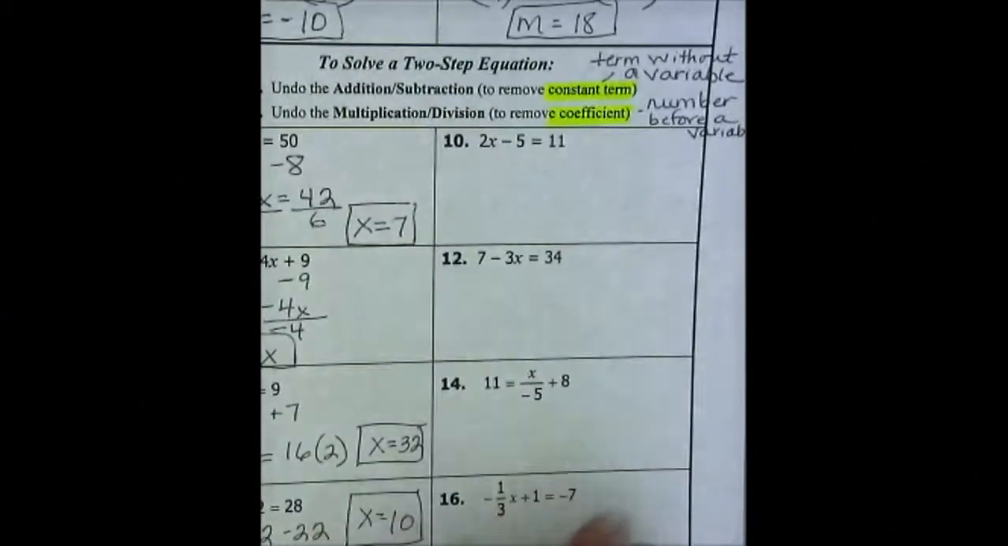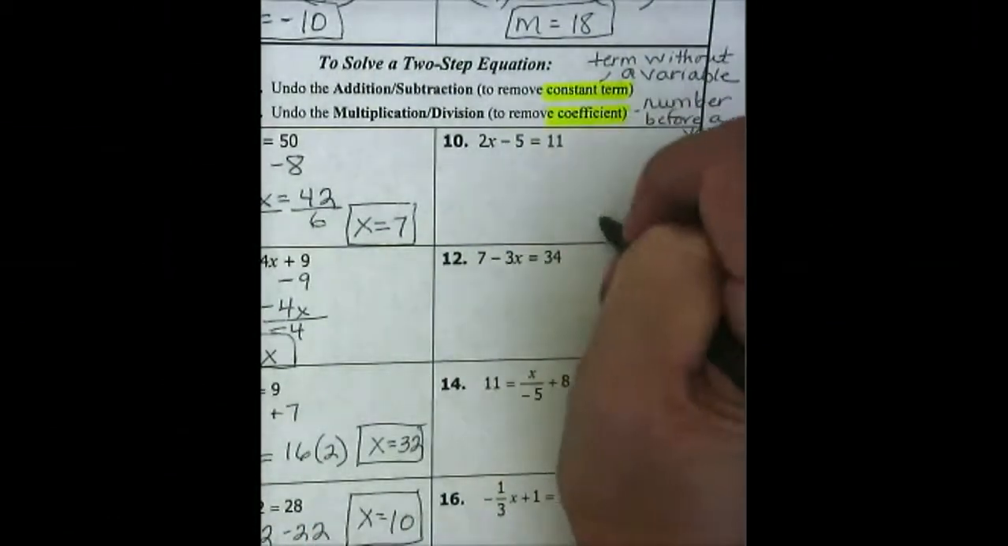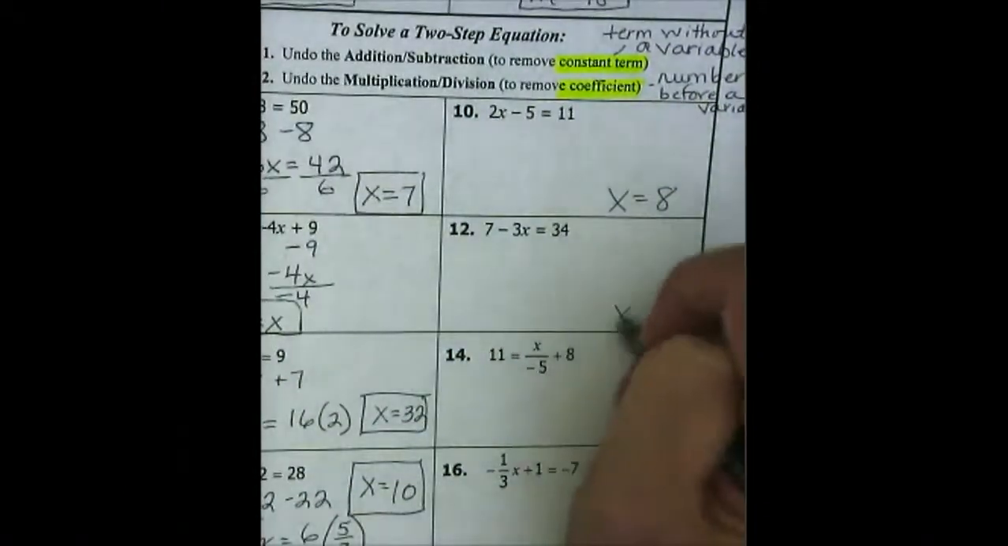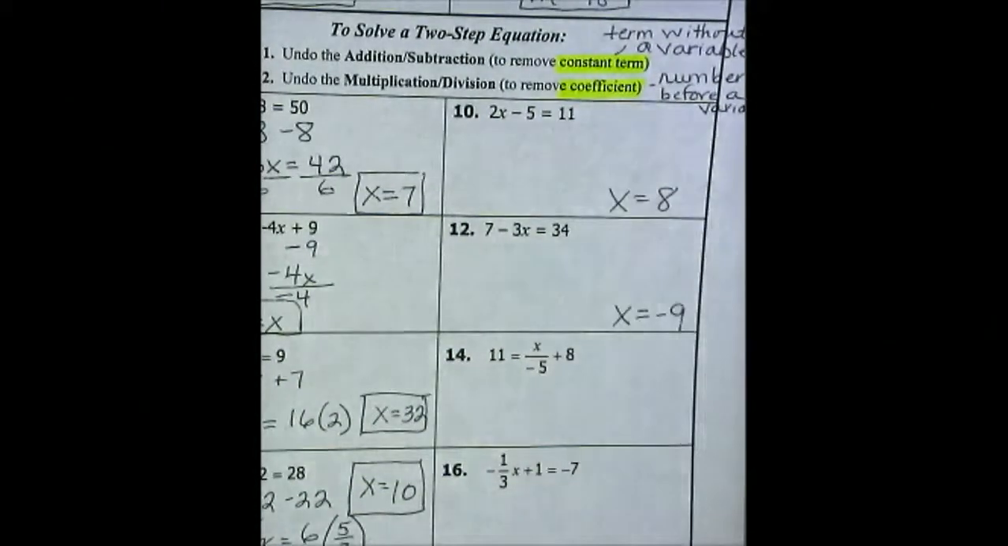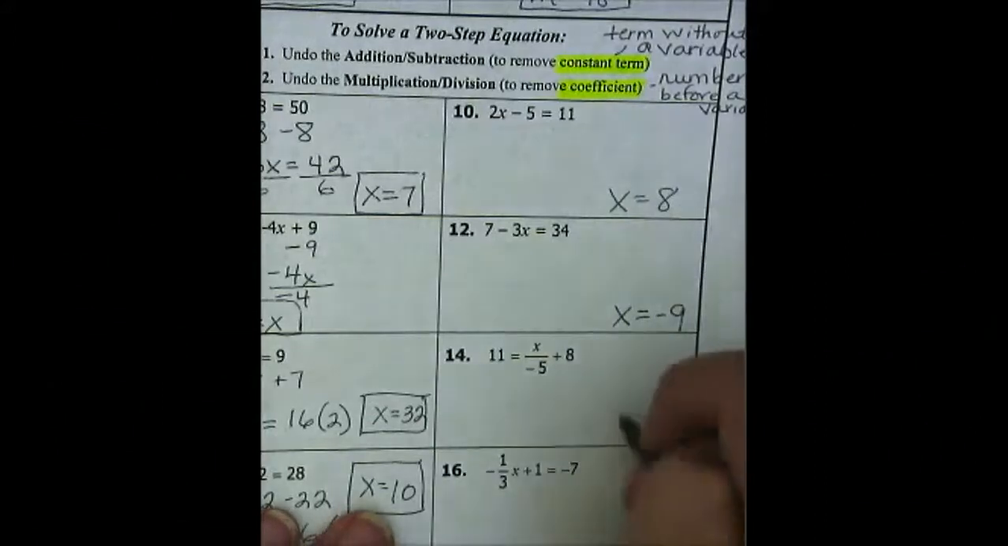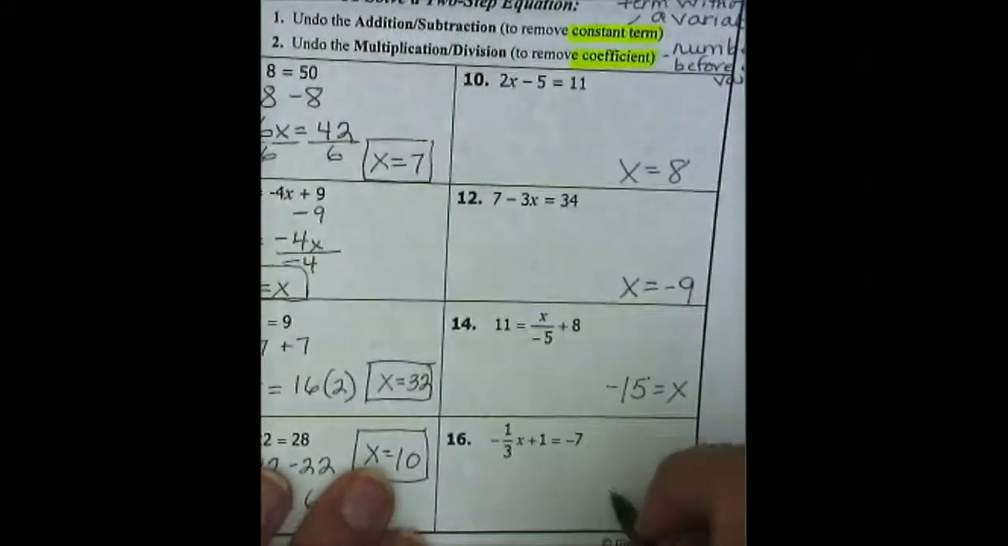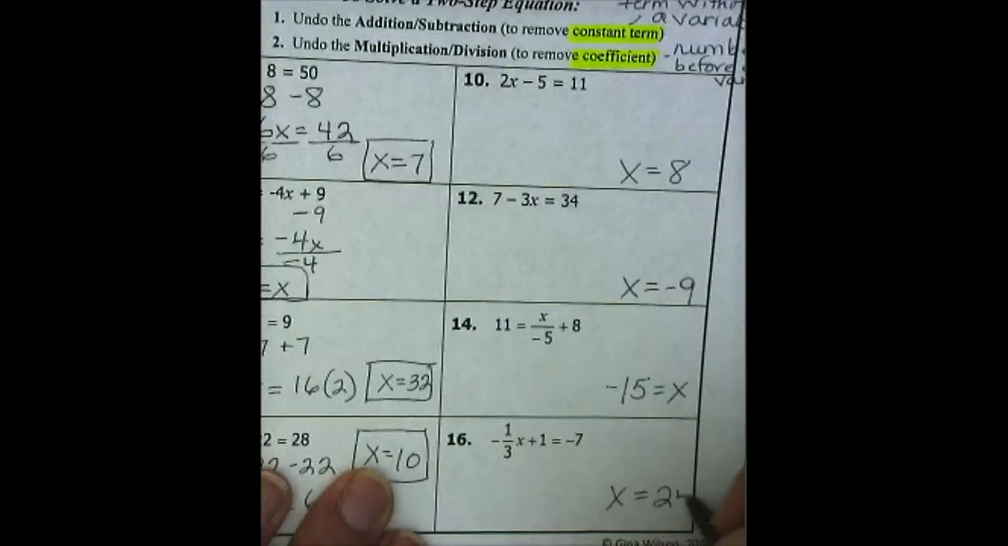Okay, now that you've worked the practice problems, number 10, the answer is going to be x equals 8. For number 12, you get x equals negative 9. For number 14, you get negative 15 equals x. And for number 16, you should have gotten x equals 24.